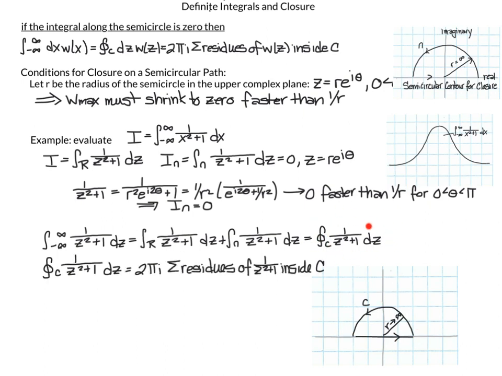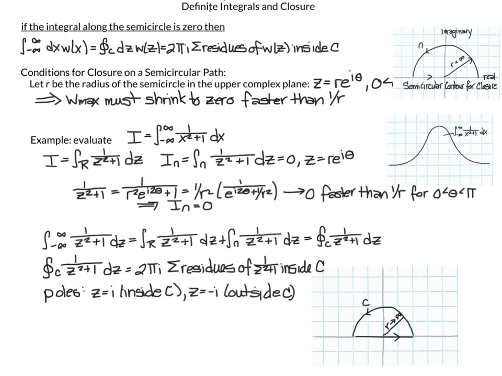And now this integral becomes easy because of the Cauchy residue theorem. It's Cauchy who came up with it, by the way, and it means that our integral is equal to 2πi times the sum of the residues of 1 over z squared plus 1 inside of C. Remember, inside of C means we're in the upper complex plane.